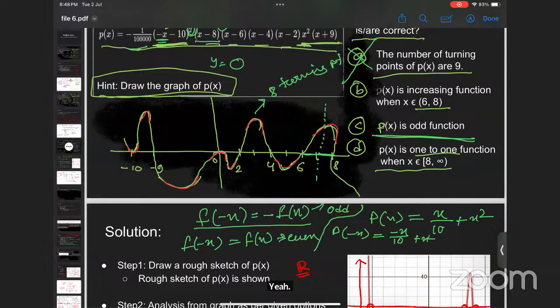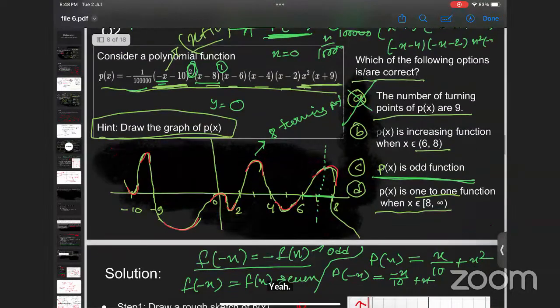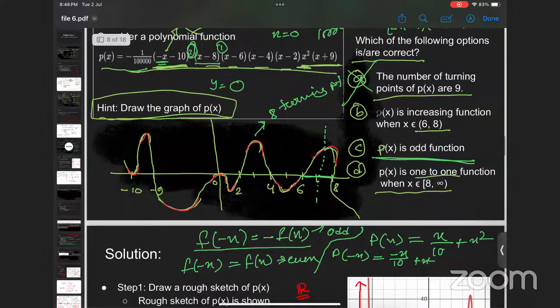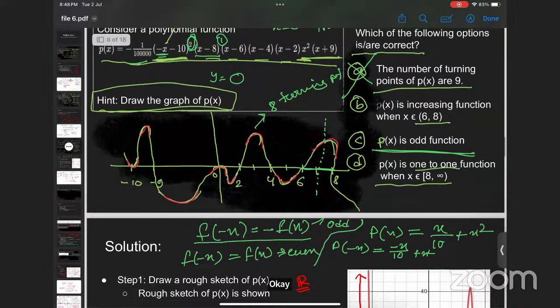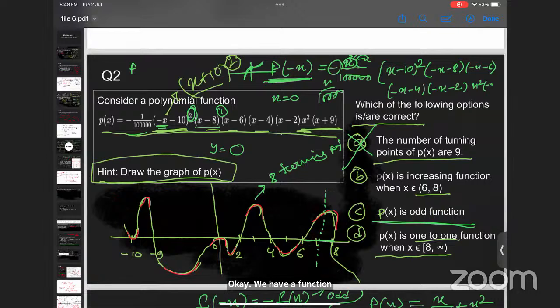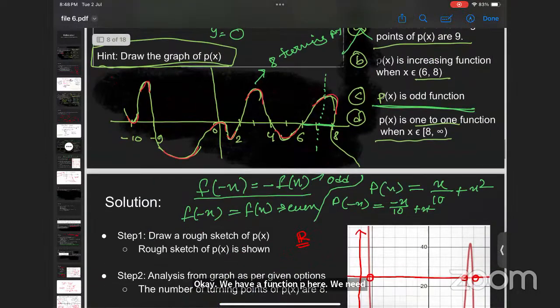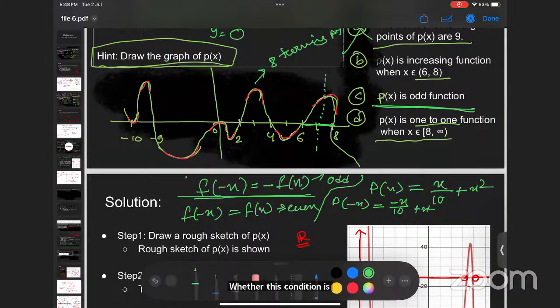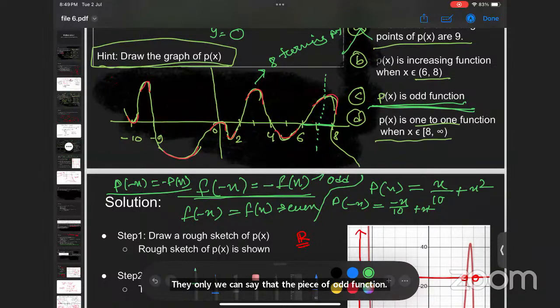See, here we are not breaking the intervals, okay? We have a function p here. We need to check whether this condition is satisfied or not. If we are getting that p of minus x equals to minus p of x, then only we can say that p is an odd function. Here they have mentioned that p is an odd function. That means we need to consider the whole domain. We can't restrict the domain here.